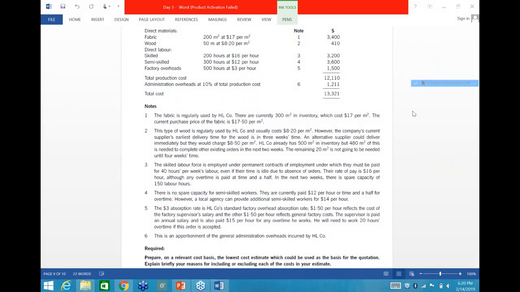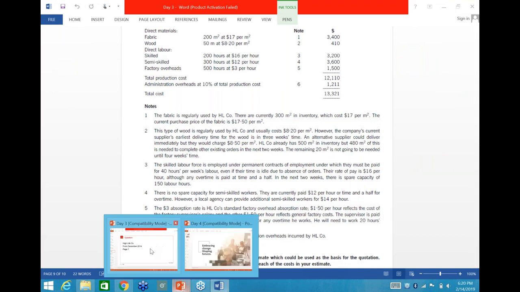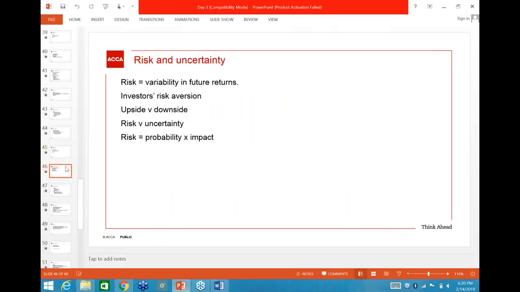Yeah. So let's go to the PowerPoint. 46. So the last topic, risk and uncertainty. Risk is the variability in future returns. Investors can be risk averse, risk takers, or risk neutral. There's upside risk versus downside risk. You buy something for 100, it goes up to 120. That's a risk, but that's an upside risk.